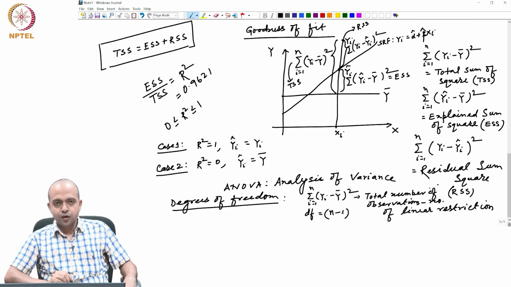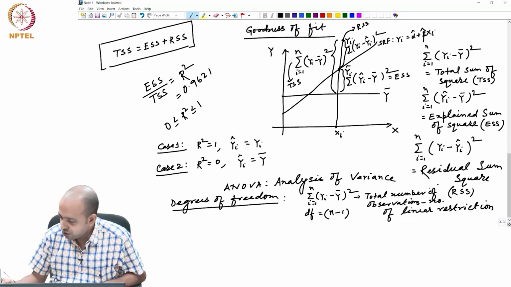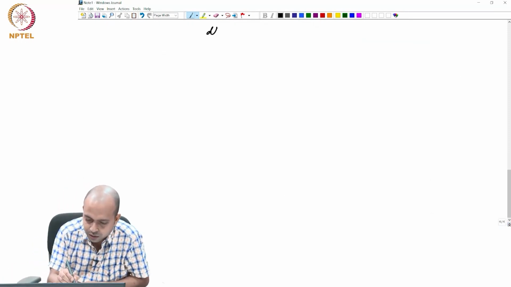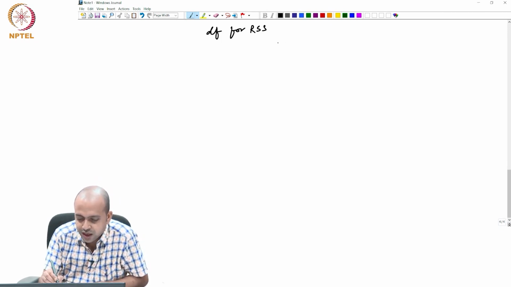Similarly, if you try to understand the degrees of freedom for RSS, how have we defined RSS? It is defined as the summation of yi minus yi hat whole square, i running from 1 to n.